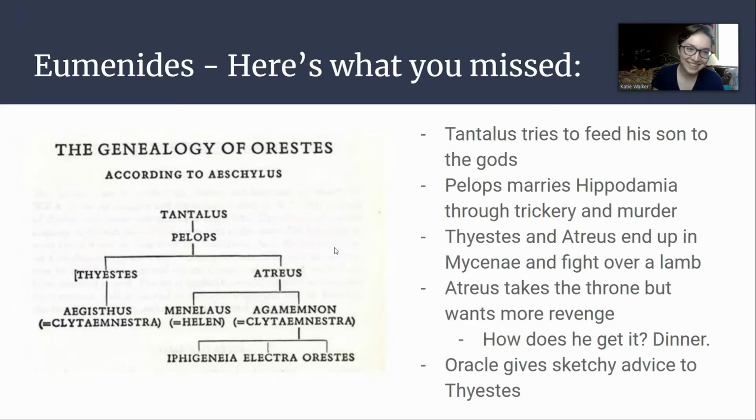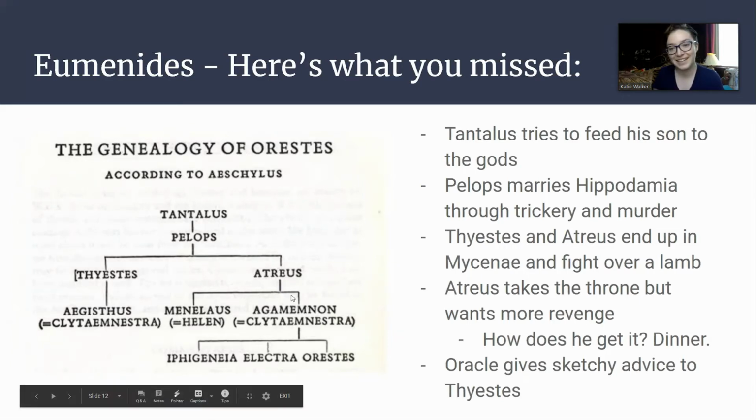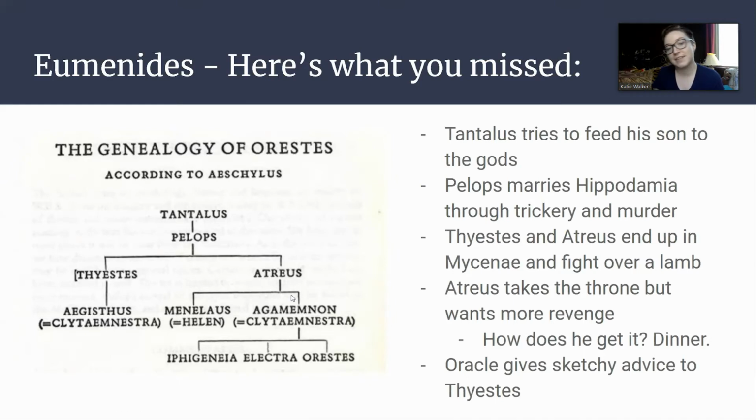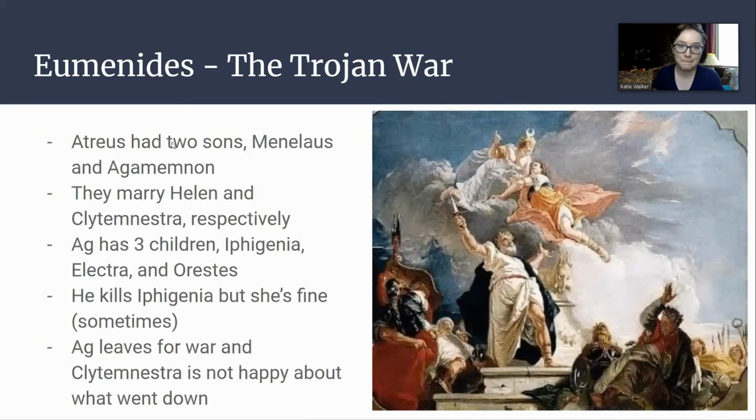And somehow Atreus ends up raising his son Aegisthus. And you can see him down there in the family tree. And then Aegisthus grows up and kills Atreus. But not before Atreus has two sons, Menelaus and Agamemnon, who we briefly discussed during the Trojan War. But if we go to the next slide, we can learn a little more about them.